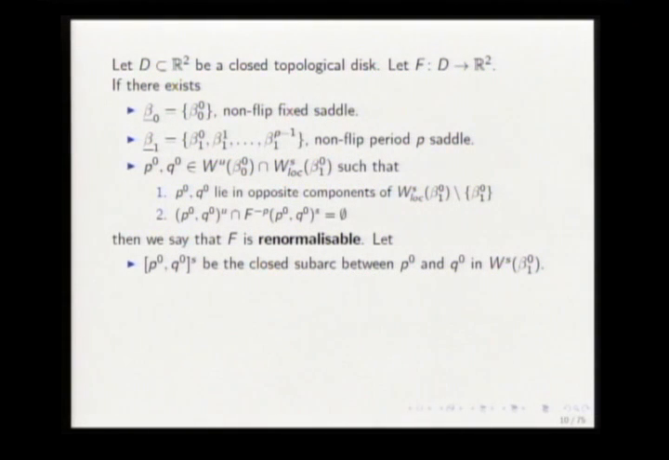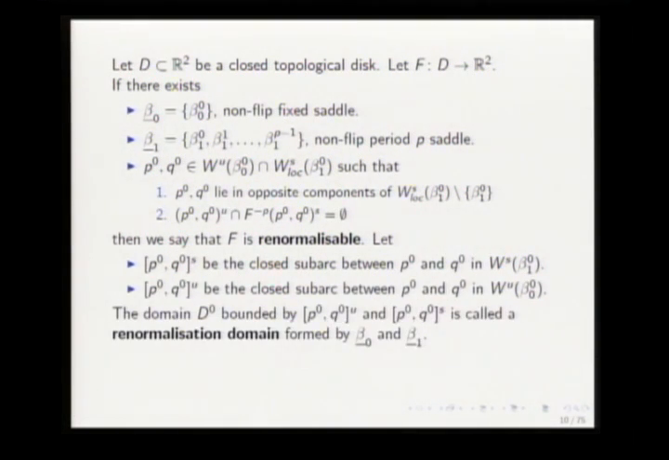Why can we say it's renormalizable? When it's renormalizable, you want a disk which somehow maps back to itself under some return. Okay, so if we take the stable arc between these 2 intersection points and the unstable arc between the same 2 intersection points, then these guys will bound a domain. And when you look at the iterate of this domain, under the pth return, this guy will map inside itself. Okay? And we call this guy the renormalization domain.